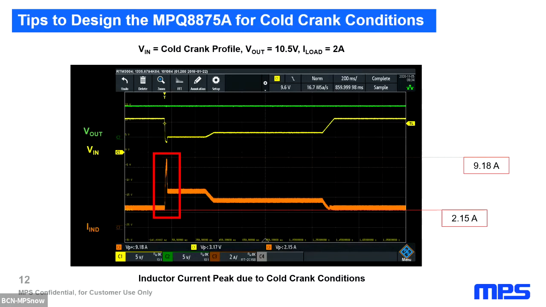And as has been explained in the last slide, a peak of 18 amperes is obtained when the input voltage reaches its minimum. It can be observed in this square in red how this peak happens when the input voltage reaches its minimum. For this reason, the selected inductor must have a saturation current higher than this maximum value.